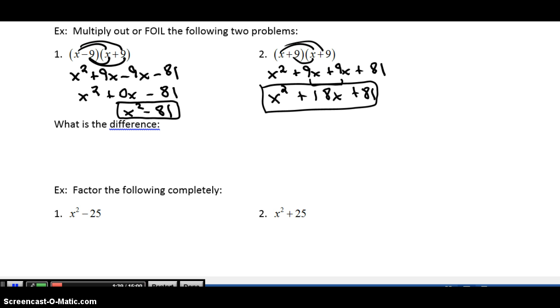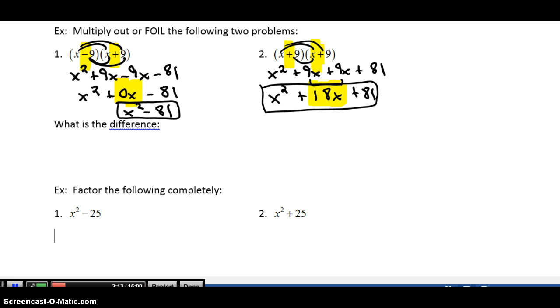So the big difference here is really this 0x as opposed to the 18x. When we multiply something that looks like this, here's where the difference comes from: I have a minus here and a plus here, which allows these two middle guys to be opposite signs. Whereas here, a plus and a plus keeps the two middle guys with the same sign. So that's why there's a middle term here and not here. So when we're factoring, there's two different things, and number 1 and 2 down here are going to explain it very well. So that's really the difference.